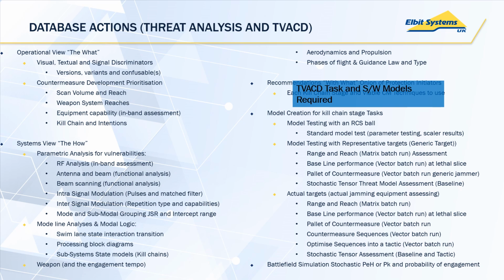We can also consider that there are some TVACD tasks that are required, and we would consider what models we need and what TVACD tasks are required. From the recommendations, a certain part of a kill chain may result in a certain kind of countermeasure, and there may be one or many of those kill chain parts that we assess. So that's the number of tasks and the number of software models required. And then we go into a modeling phase, and the first thing to do with that is create a model and test that we have entered it and built it correctly so that it responds in the way that we expect.